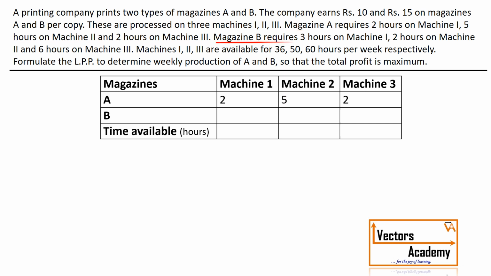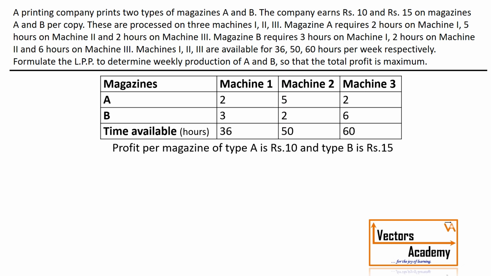Similarly, magazine B requires 3 hours on machine 1, 2 hours on machine 2 and 6 hours on machine 3. I fill it out in the table. And finally, the time availability for all the 3 machines is given. That is 36, 50 and 60. Okay, I will fill that as well. Also, the profit for the magazines is given. The profit per magazine of type A is 10 rupees and for type B is 15 rupees.